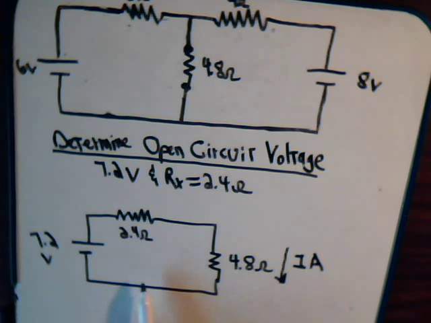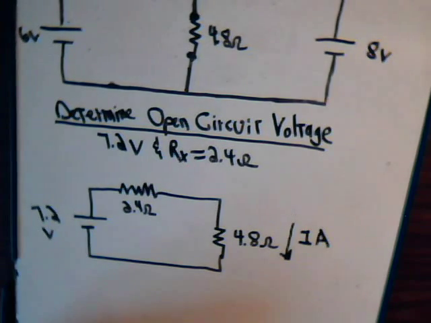Now, once we have the Thevenin equivalent, from that we can draw the Norton equivalent. Remember back in videos 8 and 9, we said that if we have a simple circuit like this, we can replace the voltage source with a current source, and this will be in parallel with that resistor. And the magnitude of that current source is this voltage divided by that resistor. 7.2 divided by 2.4, that's 3. So we'd have a current source of 3 amps. This is in parallel with it.